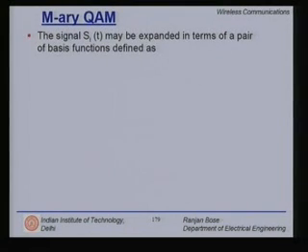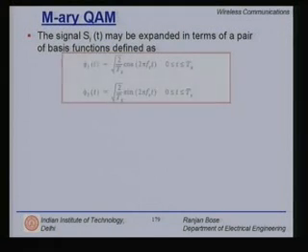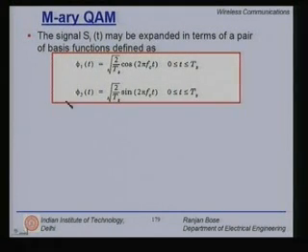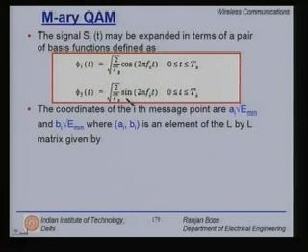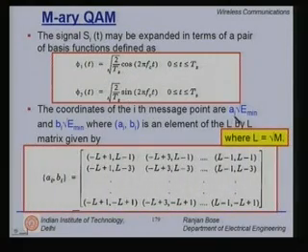The signals s_i may be expanded in terms of a pair of basis functions. These basis functions phi 1 and phi 2 are given as follows: cosine 2 pi f c t and sine 2 pi f c t, normalized. The coordinates of the ith message point are a_i root E min and b_i root E min, and here, as you can see, I can label the a_i's and b_i's in the form of a matrix. It's simply the definition of the location in the constellation space. Right? I have two axes, so I need an x location and a y location.